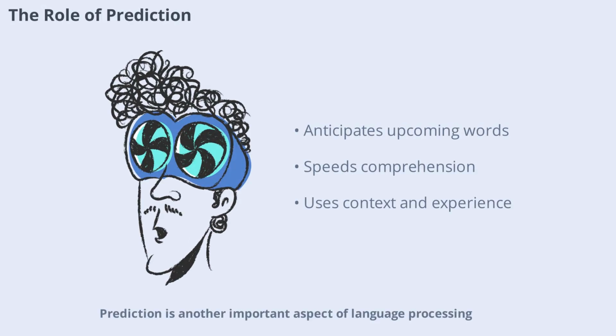Prediction is another important aspect of language processing. Our brains constantly anticipate what comes next in a sentence or conversation. This ability speeds up comprehension and helps us deal with unexpected information. Predictive processing relies on experience, context, and knowledge of language patterns, making communication more efficient and fluid.